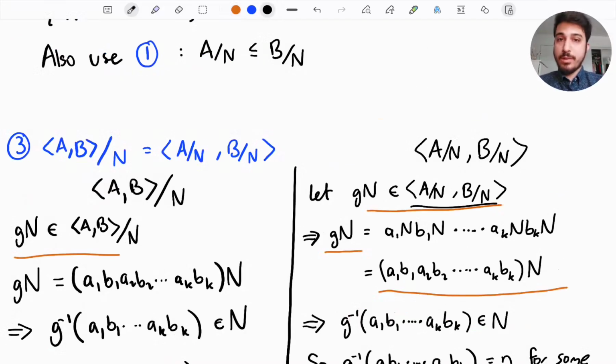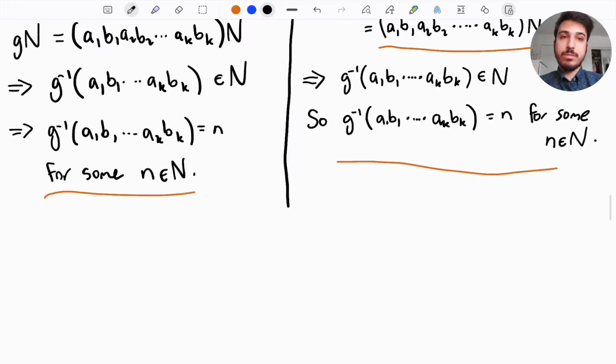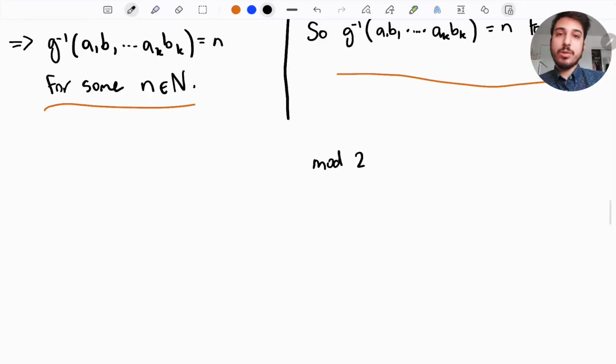If you're a bit lost on the intuition, don't worry, I got a nice analogy for you. So let's talk modulo here. Let's talk about modulo 2, for example. So what do we have modulo 2? We have even numbers and odd numbers.